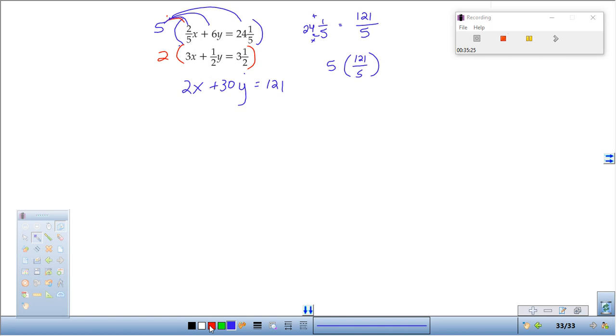The bottom one now. Let's look at the bottom one. 2 times this gives me 6x. 2 times this one gives me just y. 2 times this one. Well, you see that part right there? I need to come over here and fix that. 3½ equals 7/2. Do you agree? Okay, so then I'm going to have 7/2 times 2. All right, and I'm multiplying this one times 2. What does that give me? 7. All right, all right.